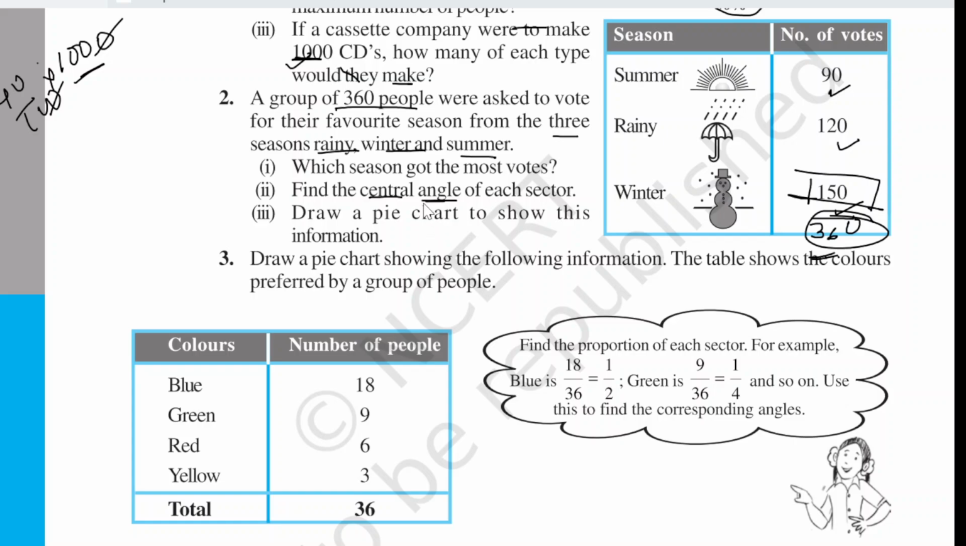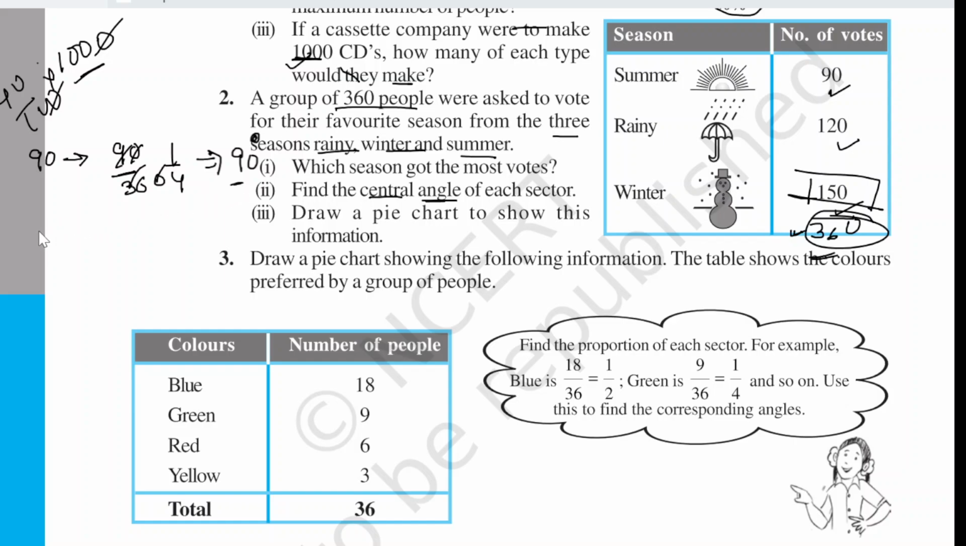It is easy. The total number of people surveyed is 360. For summer, first we will check summer, 90. In terms of fraction, it will be 1 by 4th of the central angle. How much is the value of the central angle? That is 360. So 1 by 4th of 360 is 90 degrees.